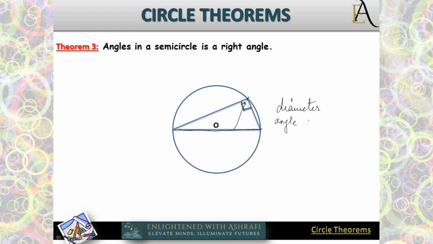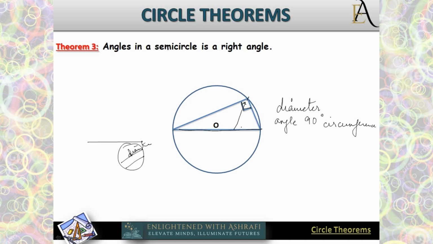So the conditions are that you need to have a diameter, and the angle being formed has to be on the circumference. Okay, got it? So a chord won't do. It has to be a diameter, then only you will be able to say that the angle on the circumference is 90 degrees.